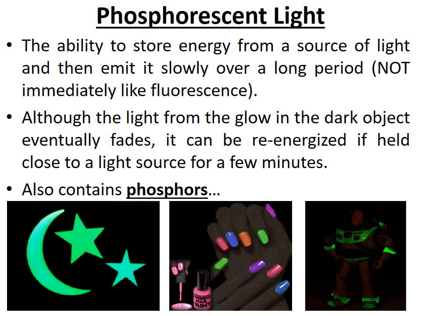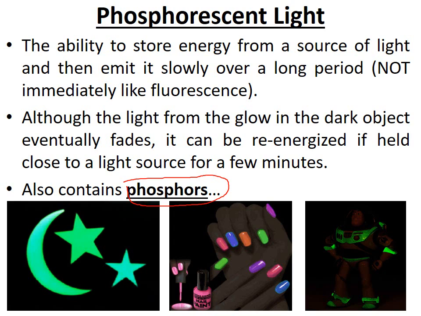Another method of light production is called phosphorescent light production, or phosphorescence. This also involves the use of phosphors, kind of like fluorescence. But the difference is that the energy that these phosphors absorb is not released immediately as visible light. It's released more slowly and not all at once, so it lasts a little bit longer.